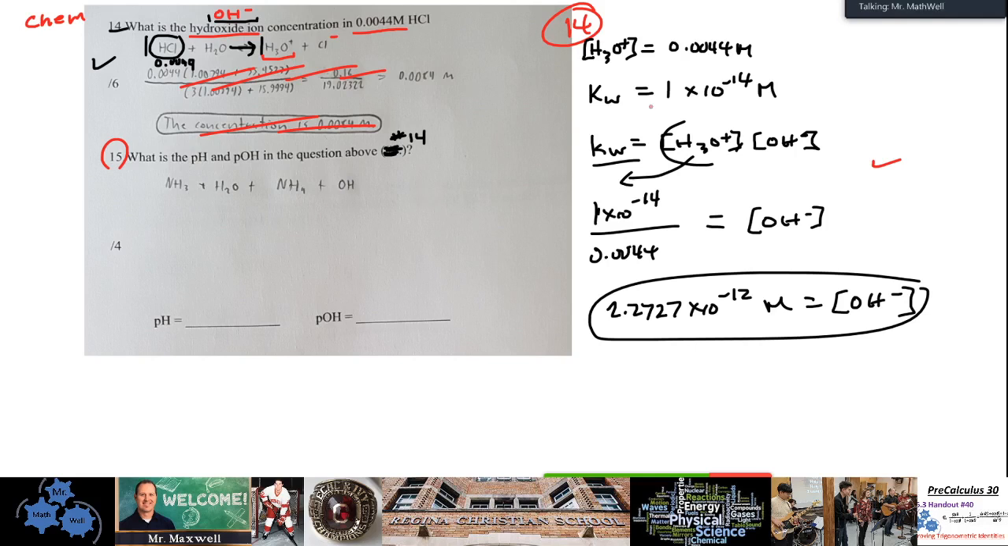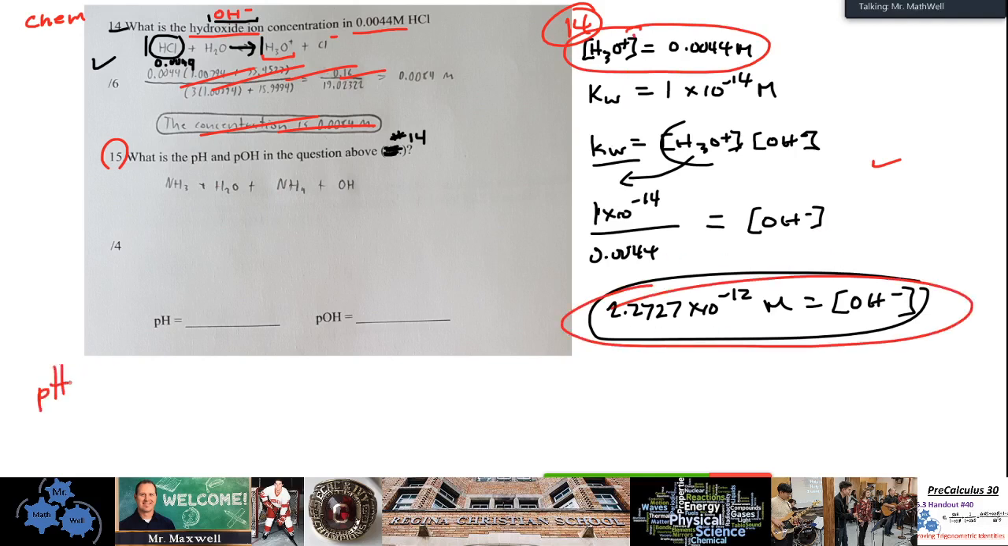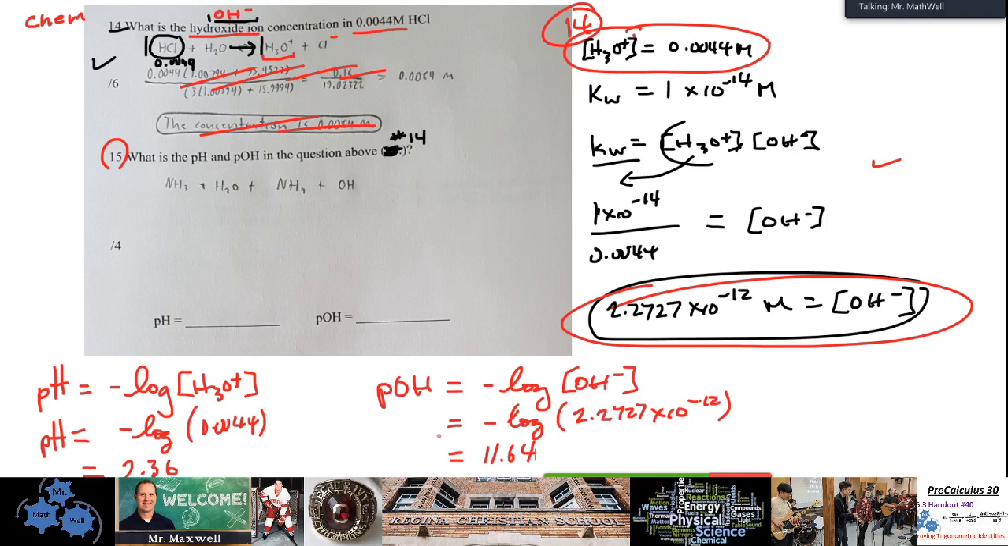15 is asking for the pH and the pOH. And of course that becomes pretty easy when you know that you have the hydronium ion concentration and the hydroxide ion concentration. You simply use the negative logarithm, and for pH you use the H3O plus concentration. And for the pOH, we're going to use the negative log of hydroxide ion concentration. So if we input our concentrations here, this is correct here. So the pH is 2.36, and the pOH is, you put in the OH concentration into the negative log, and you get 11.64.